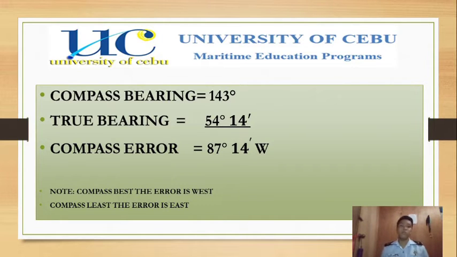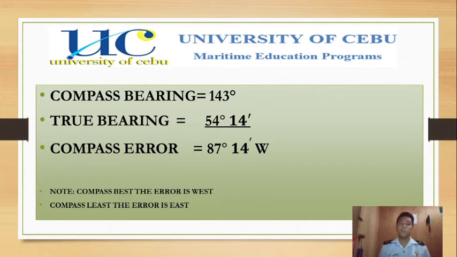Always take note that compass best, the error is west, and compass least, the error is east. So we must subtract the compass bearing, which is 143, and the true bearing, which is 54 degrees and 14 minutes. So we have a compass error of 87 degrees and 14 minutes west, just because the compass bearing has a greater value compared to the true bearing.